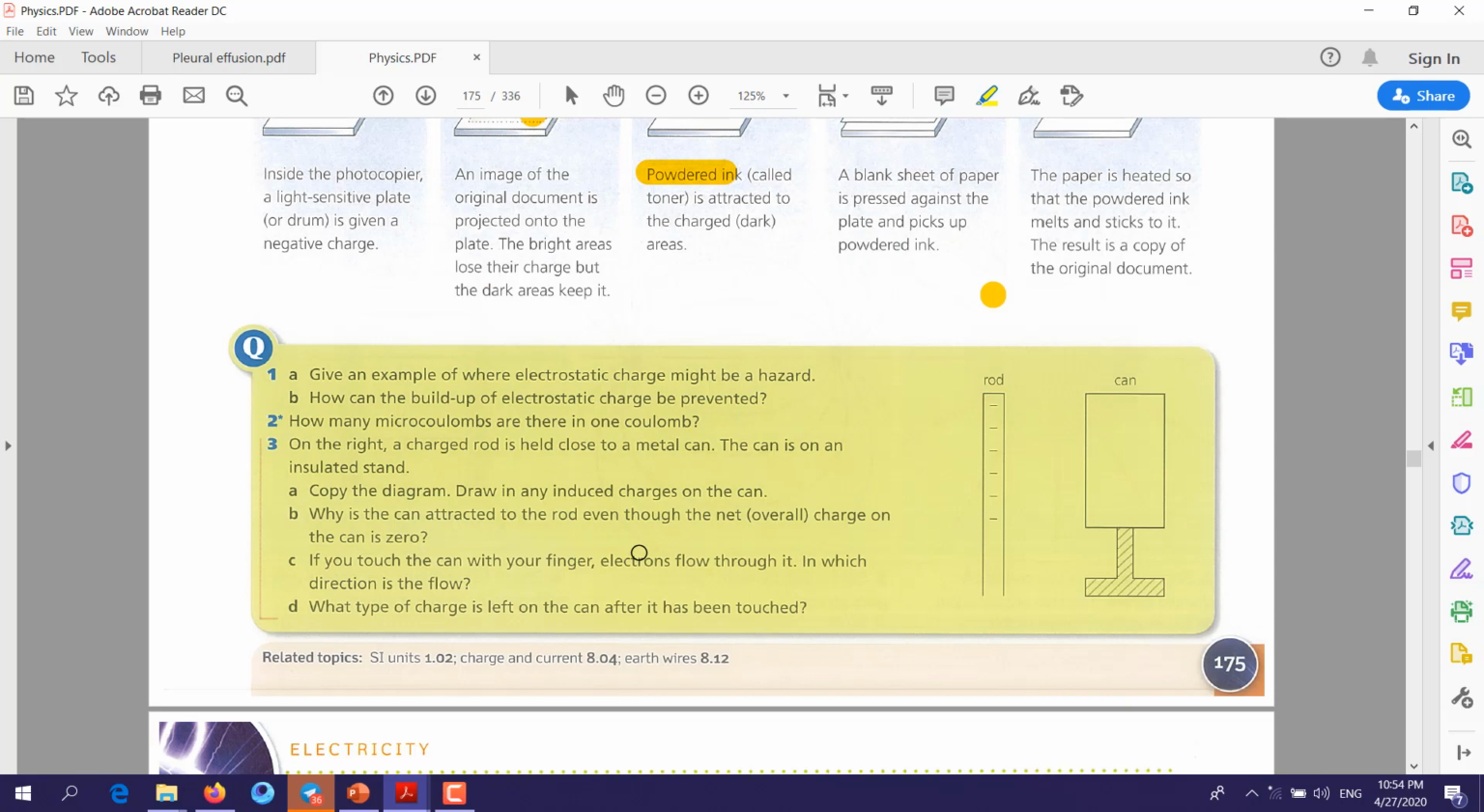Questions. These questions today, all of them will be your task. So your task is to solve these questions.